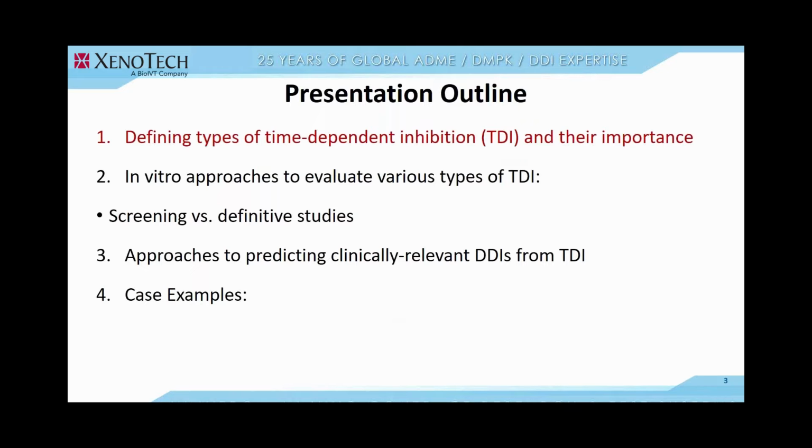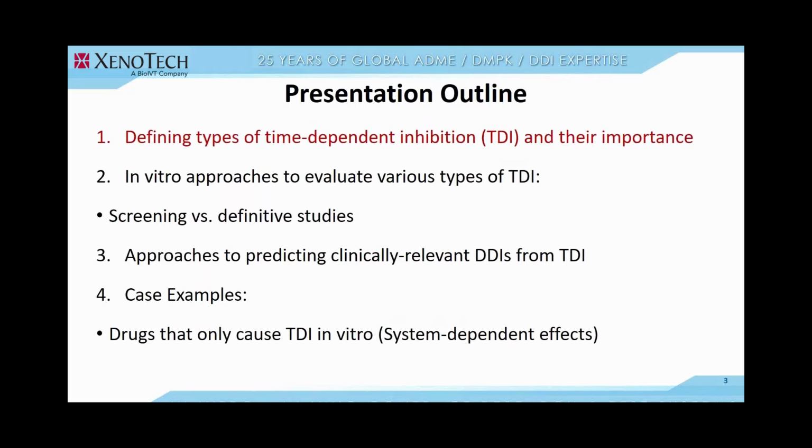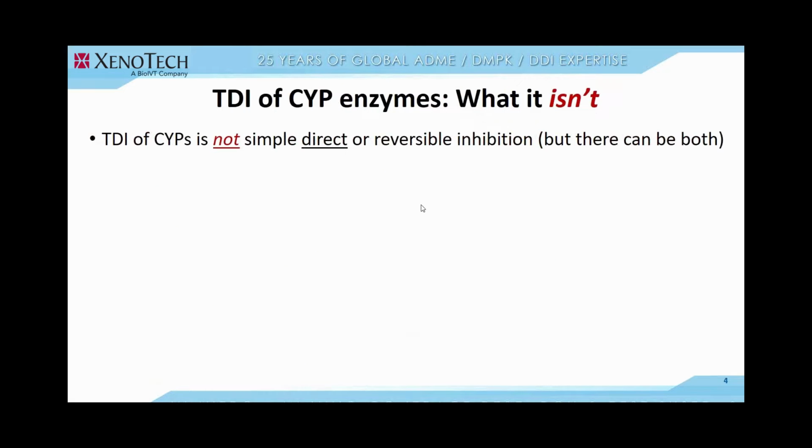For case examples, I have a couple of interesting ones. Drugs that only cause time-dependent inhibition in vitro, or what we would refer to as a system-dependent effect. And then some that do cause clinically relevant time-dependent inhibition. Most of these are older drugs, but I have one I can mention that is recently approved in 2018.